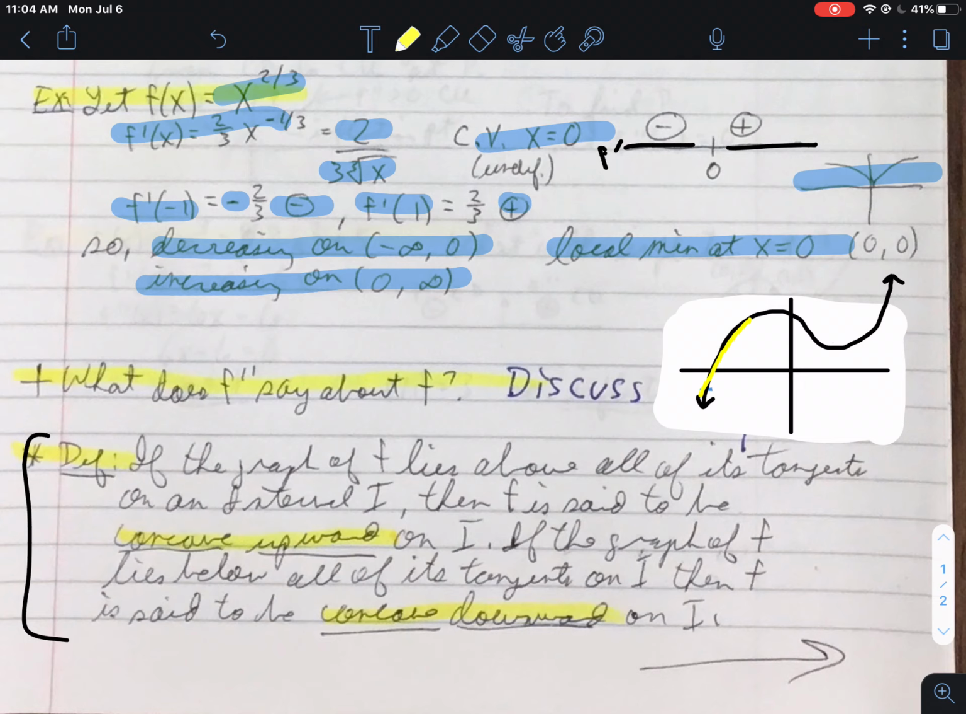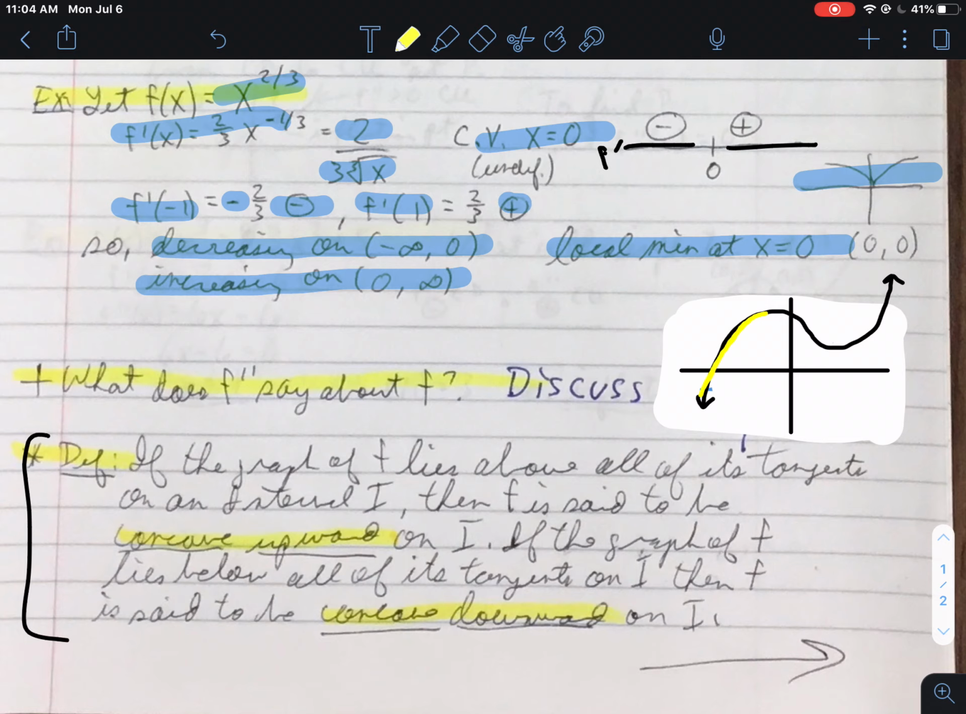Because the graph is getting less steep as you travel along that portion of the graph. So the values of the slope are decreasing, which means, what does that mean about the second derivative then? If it's a decreasing first derivative, that would mean that the second derivative was negative. Isn't that how it works?